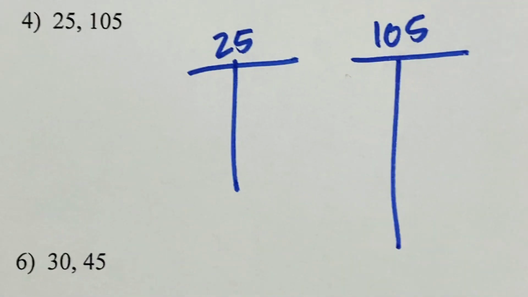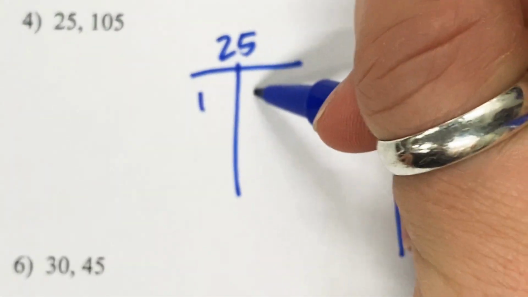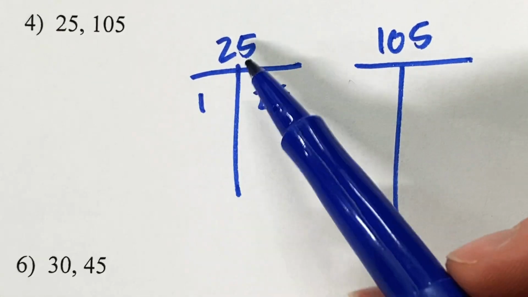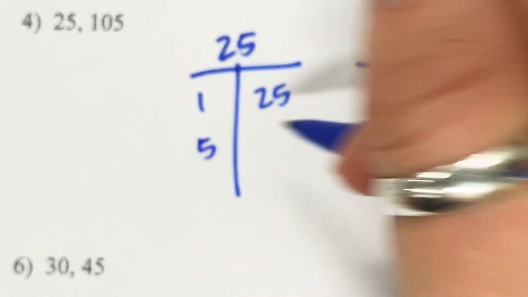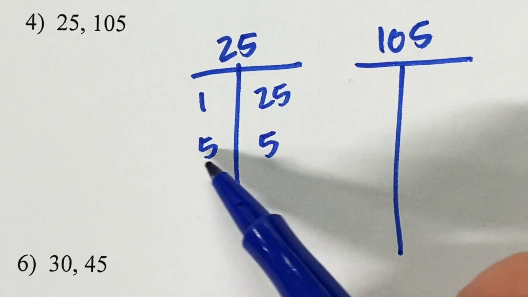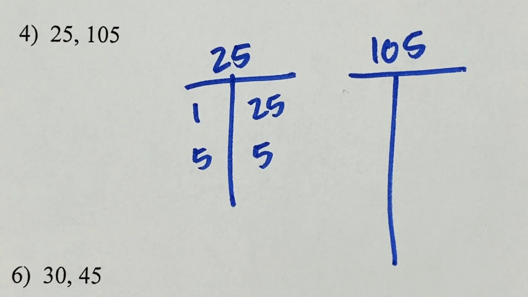We're getting bigger numbers, that's okay. For 25, we have 1 and 25. 2 doesn't go in because it's not even. 3 does not go in. 4 does not go in. 5 goes in, and it multiplies by 5. We already have it, so we're done. Those are the only 4 factors of 25.